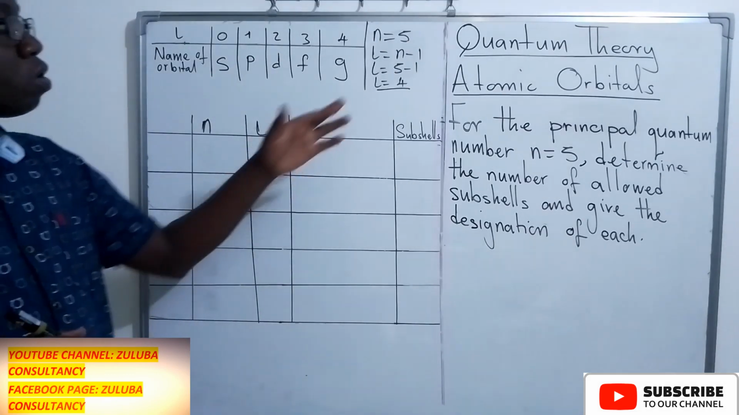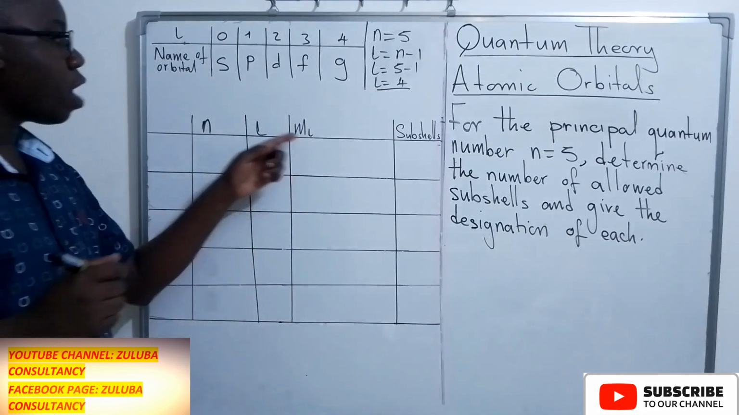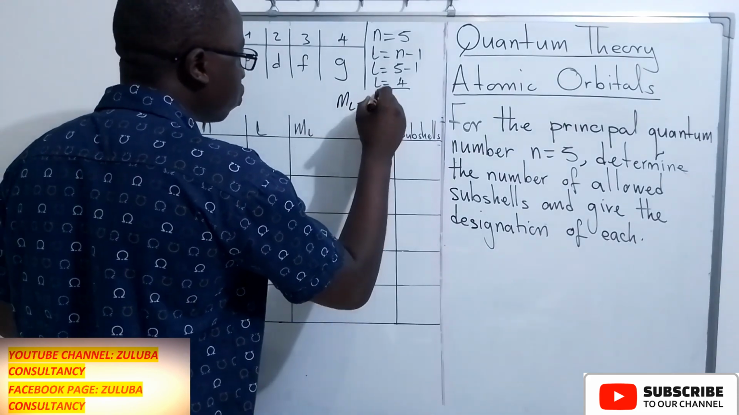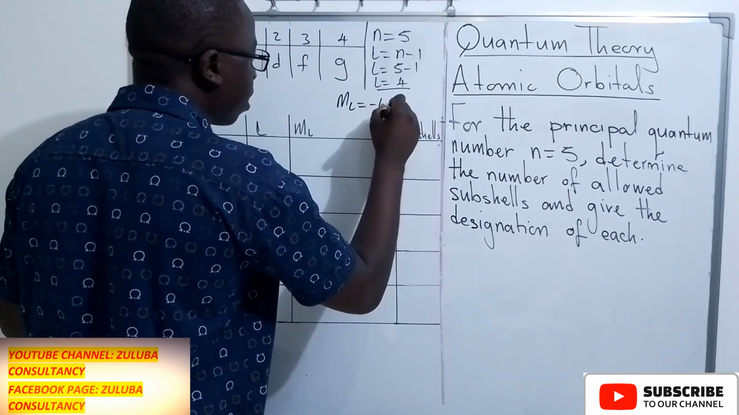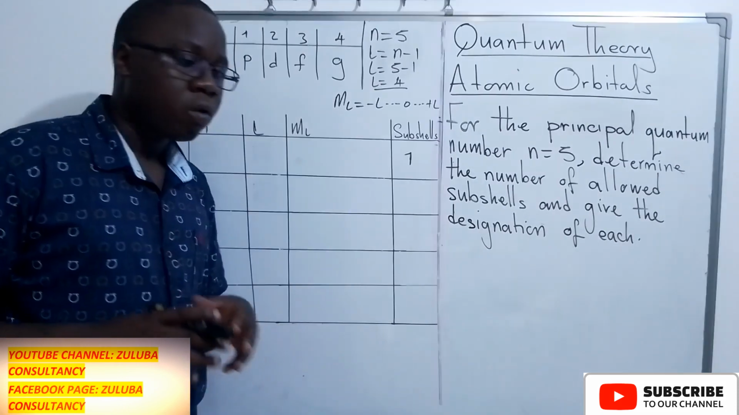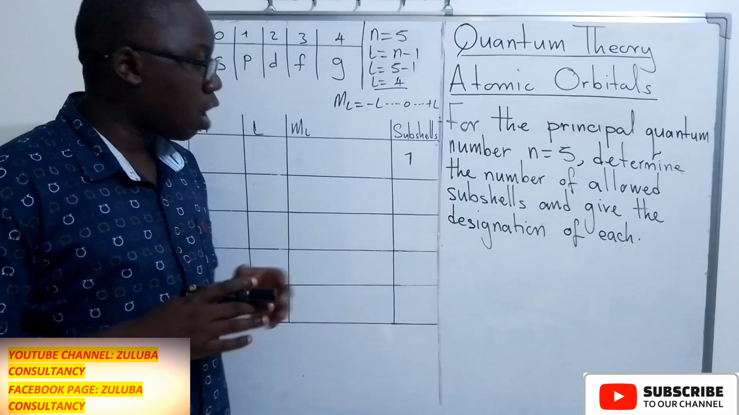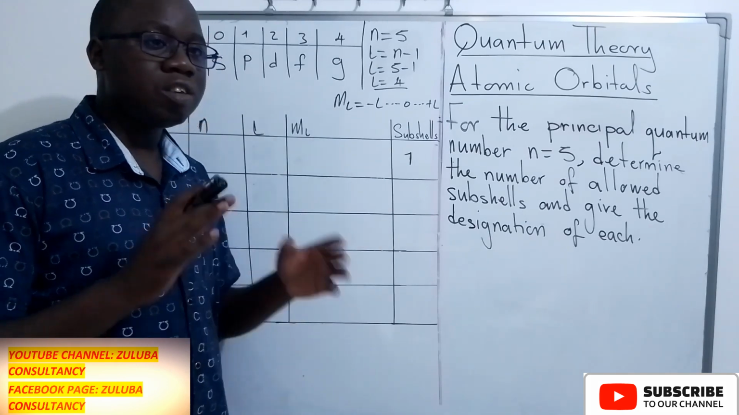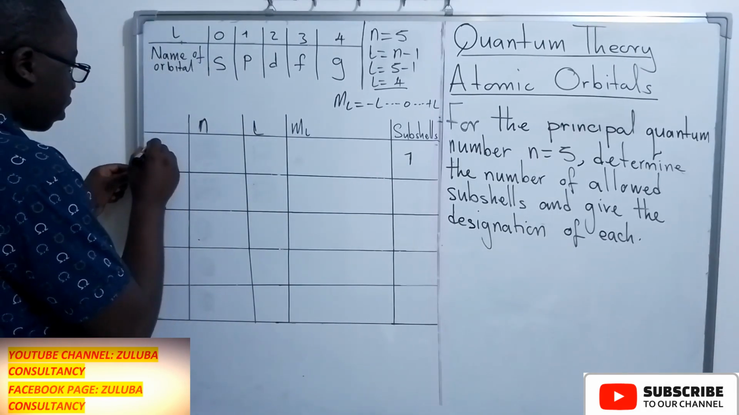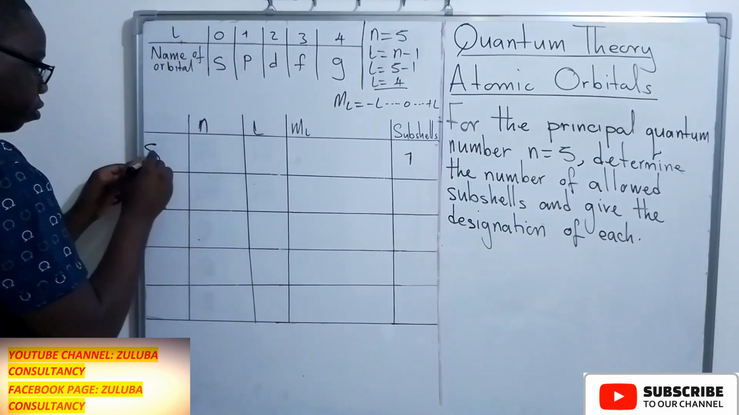After we know the maximum value of L, for us to know ML, we say ML is equal to negative L passing through 0 to positive L. With this information, we can now determine the number of allowed subshells and give the designation for each. So let's start with the first one. We know that the level is 5, so the first one can be 5s.